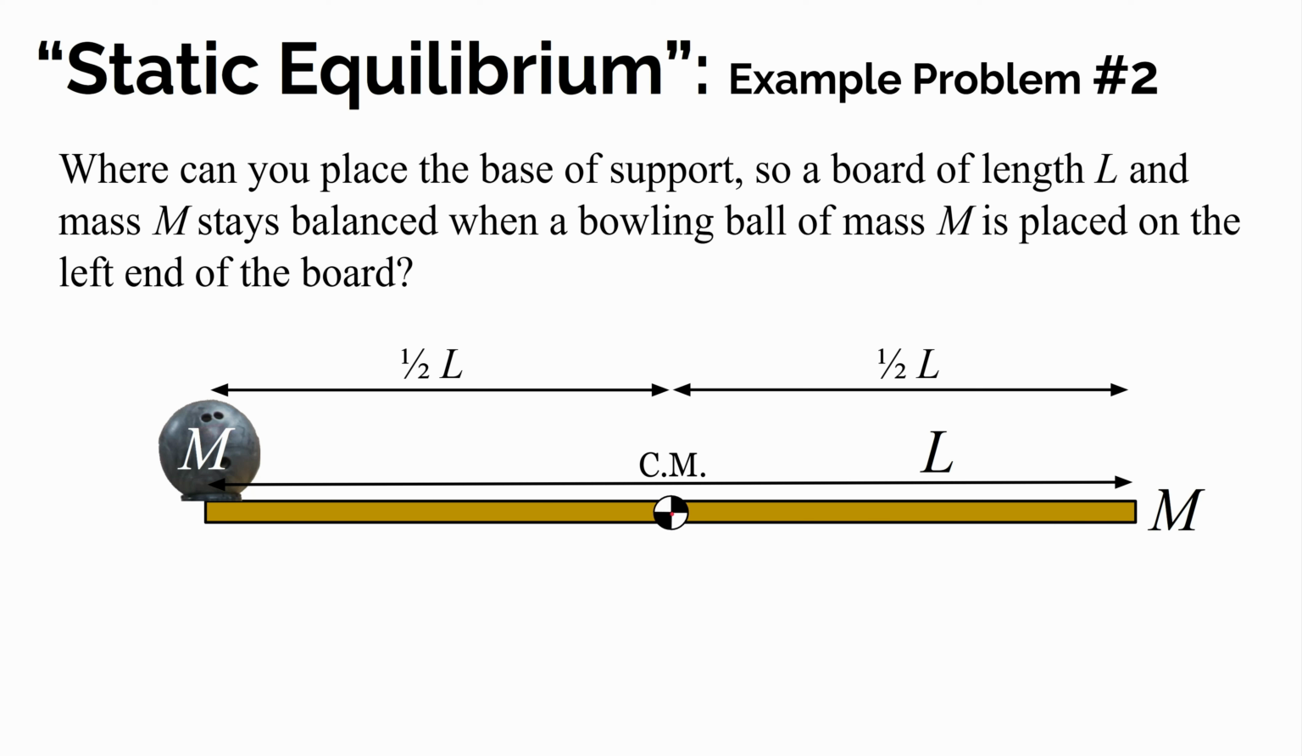And how big is that force? Well, the gravitational force on anything is just the mass of that thing times the gravitational field strength, lowercase g. And we're imagining it's acting right in the middle of the board. So we've got a force equal to mg acting at the middle here. And if this bowling ball has the same mass as the board, it's also feeling a gravitational force equal to m times g.